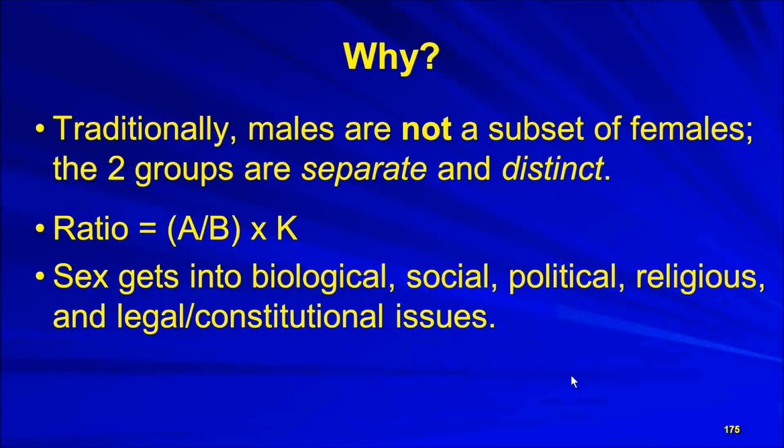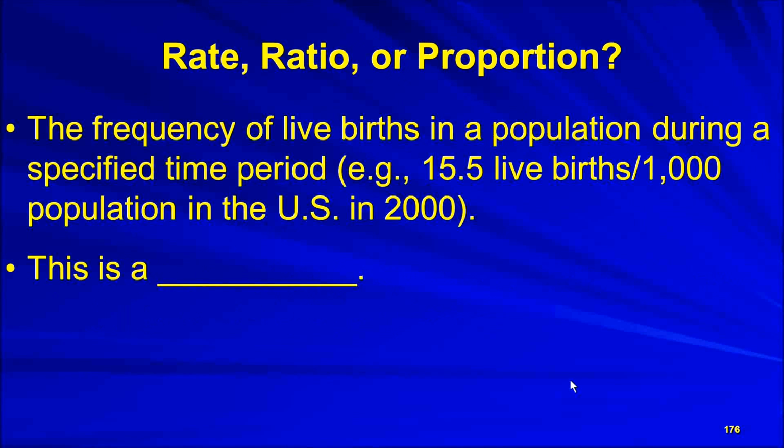Now, I always avoid this because my students in biology tell me that there are variants in sexuality, and I don't want to get into that kind of issue. And sex is a social, political, religious, legal, constitutional issue, as you well know. Well, this is just for example purposes and to help you learn the basic principles about ratios, which includes ratios and proportions. Okay. The frequency of live births in a population during a specified time period.